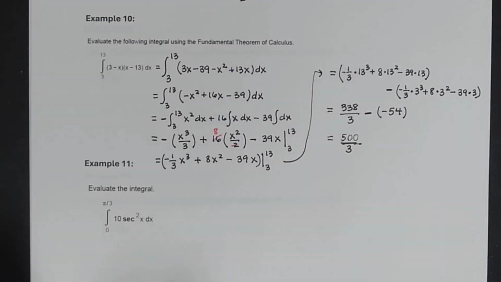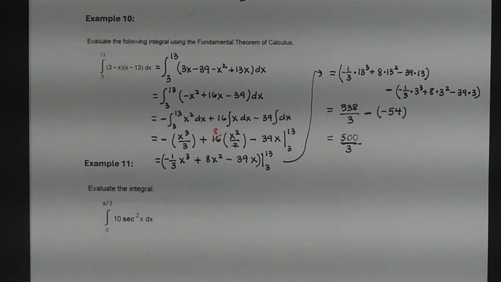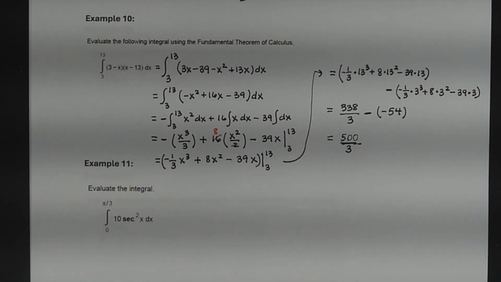So the integral from 3 to 13 of 3 minus x times x minus 13 dx will be 500 over 3.